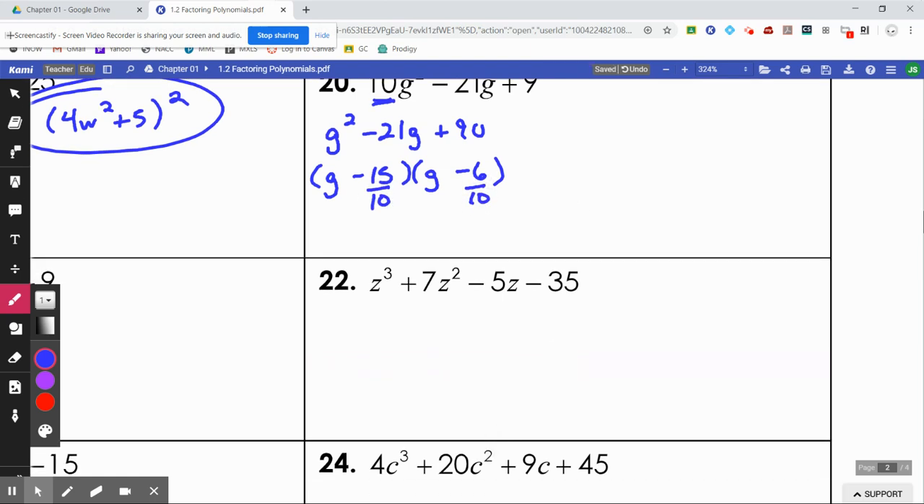If it divides, go ahead. If it will not divide, reduce it. So 15 over 10, divide both of those by 5. You get a 3 and a 2. 6 over 10, divide both of those by 2, gives you a 3 and a 5. Those are reduced all the way.